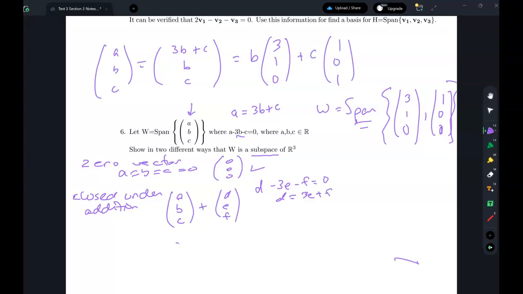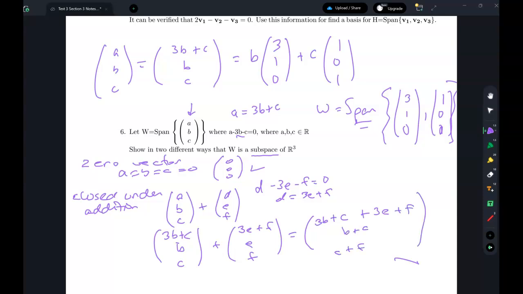So if I just replace this with A equaling 3B plus C, B, C, plus 3E plus F, E, F, this will look the same as 3B plus C plus 3E plus F, B plus E, and C plus F. So it is the correct form. Remember, we're always trying to match the form.